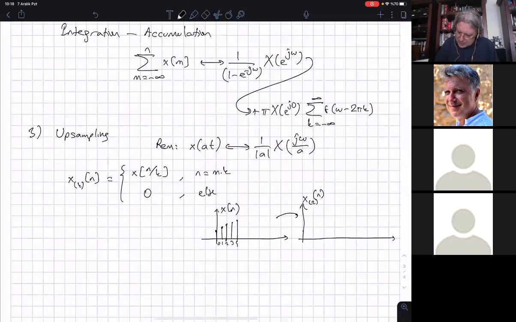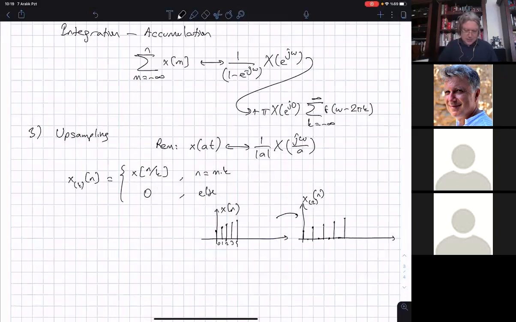So the signal becomes like this: 0, and then this, 0, and then this, 0, and then this, 0, and this, etc. The upsampling makes stretching in time and inserts zeros in between, for all the gaps that occur. That is called upsampling. But it is like scaling in time. It's like x of n over k.